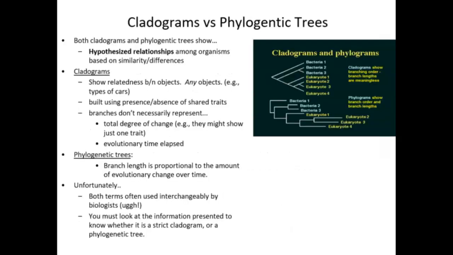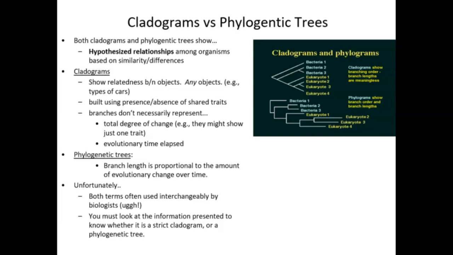A quick word about cladograms versus phylogenetic trees. Sometimes evolutionary biologists create cladograms, and sometimes they construct phylogenetic trees, also known as phylograms. The image at the right shows the differences between the two. What they have in common is that they show hypothesized relationships among organisms based on similarities and differences. Cladograms show relatedness between objects, any objects. For example, you could look at the relatedness between different types of cars based on how they're built.